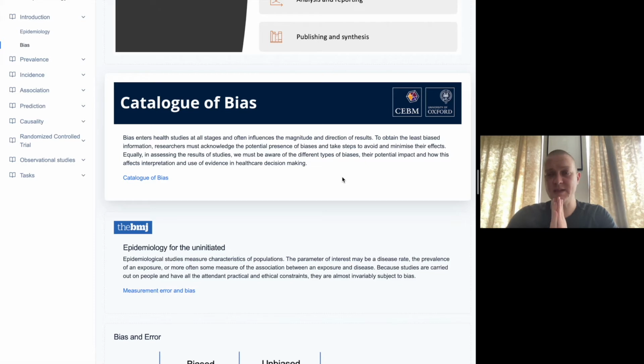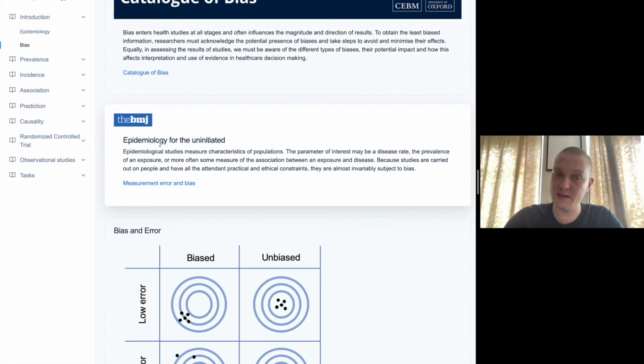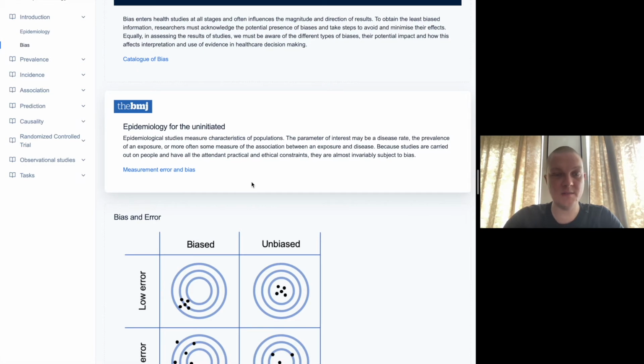The Catalogue of Bias is certainly focused on health studies, but we should be aware that bias actually enters the scientific process in other disciplines as well, not just in health. The BMJ, in this resource I mentioned earlier, Epidemiology for the Uninitiated, has this definition.